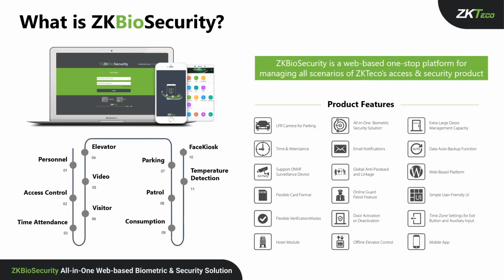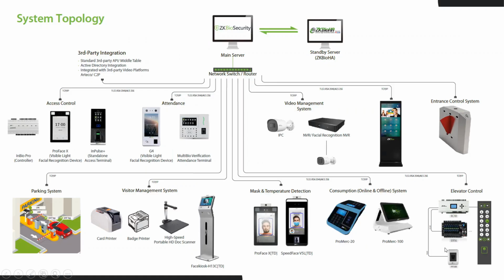Extra large door management capacity. The capacity is 2,000 in a single server, and 8,000 for multi-server. Data auto backup function means you can assign timing for the auto backup. Web-based means you can connect also in multiple locations. Simple and user-friendly UI. Time zone settings for exit button and auxiliary, and mobile applications.